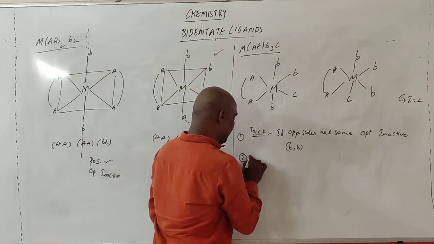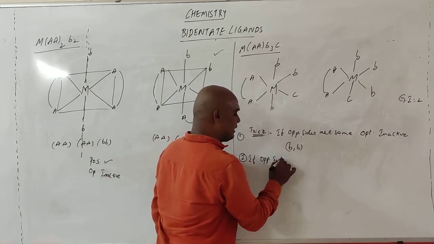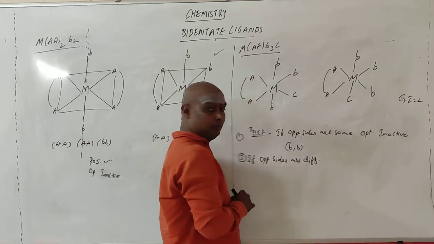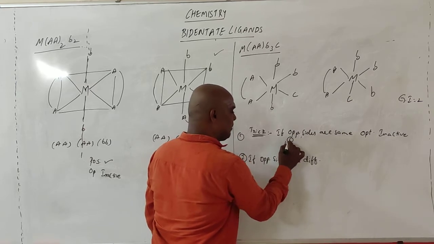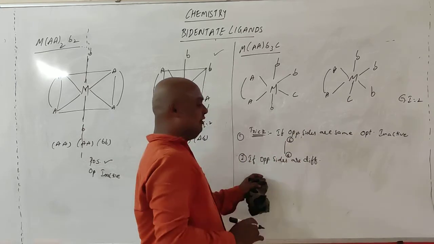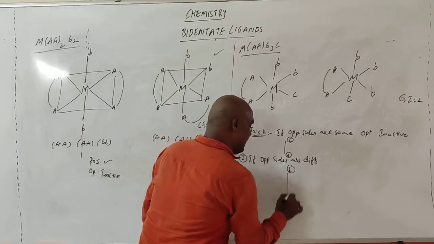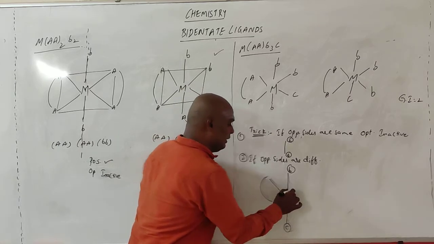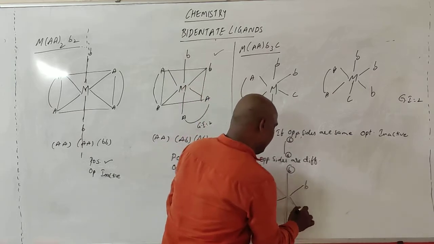Second condition, if opposite sides are different. Okay, let me take your opposite sides and make it like this, right? Here B is present, here B is present. If opposite sides are different, okay, like this. If this is B and this is C, what combination are you having? This is BC. This is E.